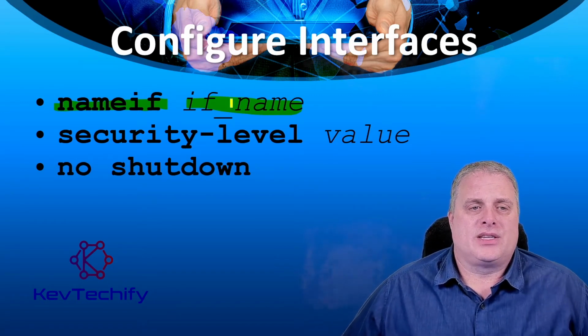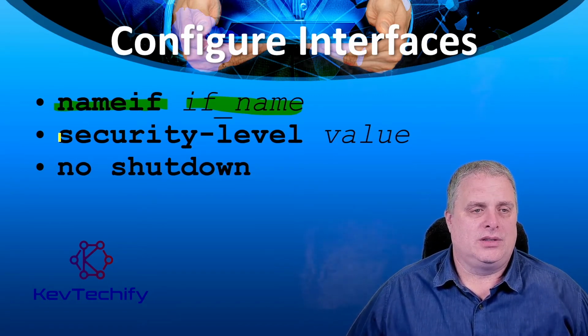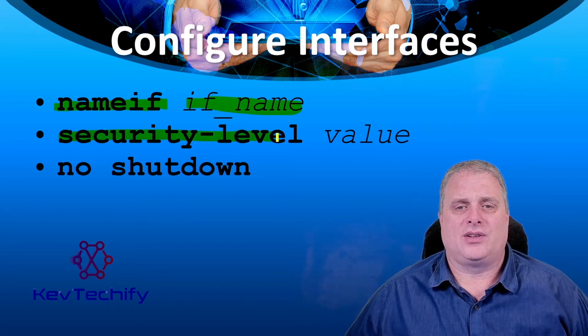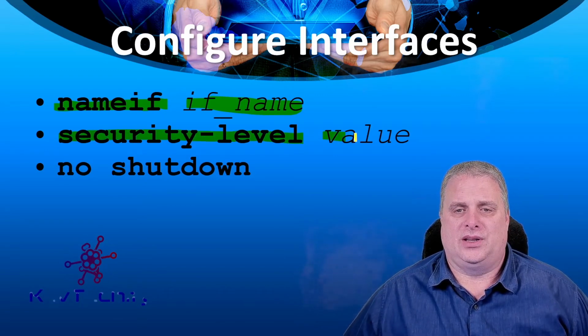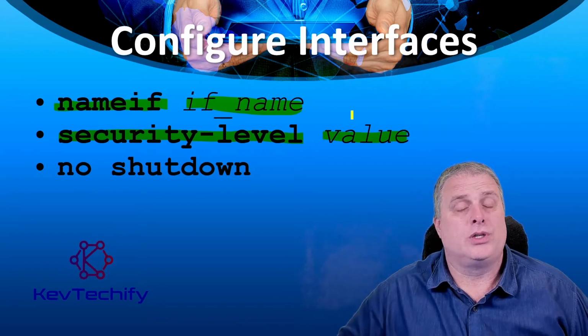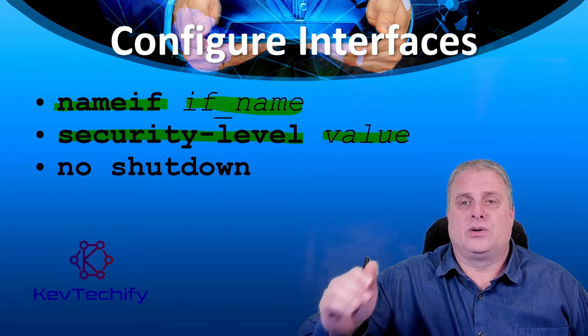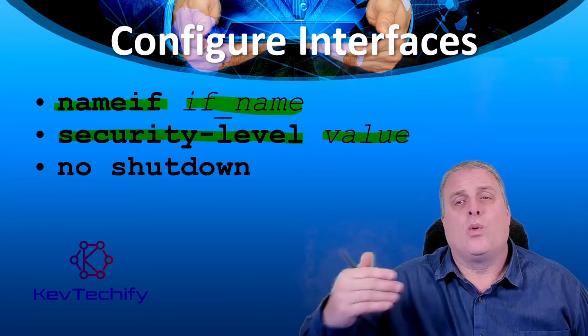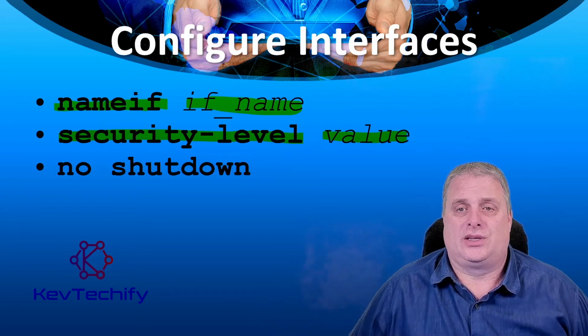Then we go ahead and specify the security level. So it's security-level, and then you put a value in there. Once again, the range goes from 0 to 100, where 0 is the lowest trustworthiness, 100 is the highest trustworthiness.